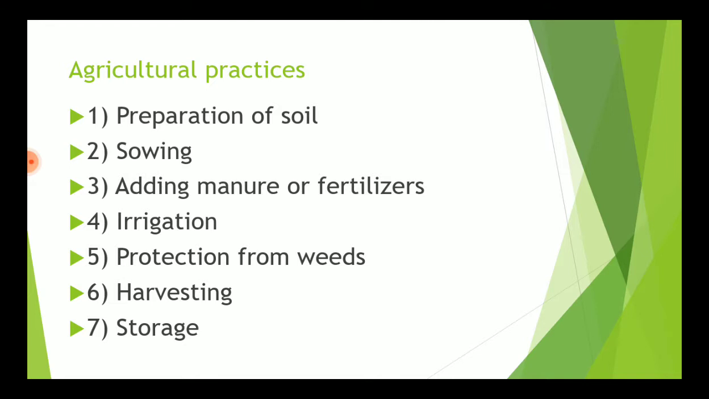Agricultural practices. There are 7 steps or 7 practices to be followed. Preparation of soil, sowing, adding manure or fertilizers, irrigation, protection from weeds, harvesting and storage.